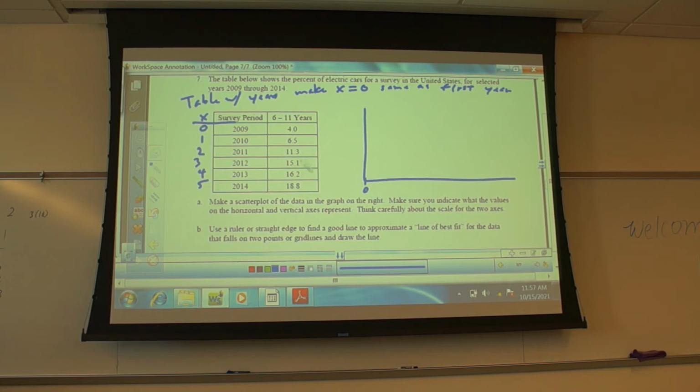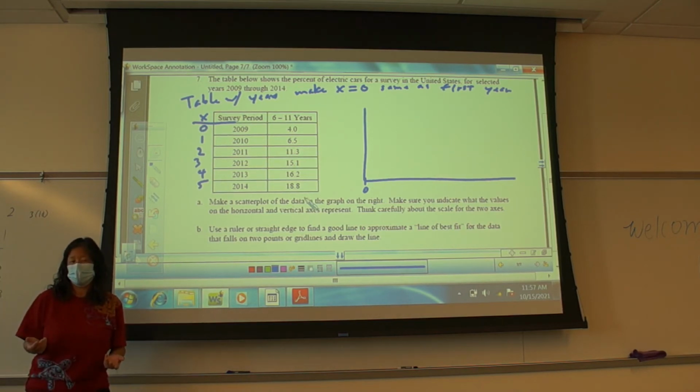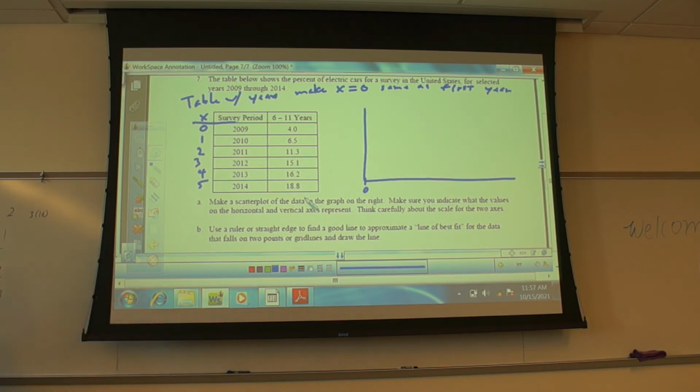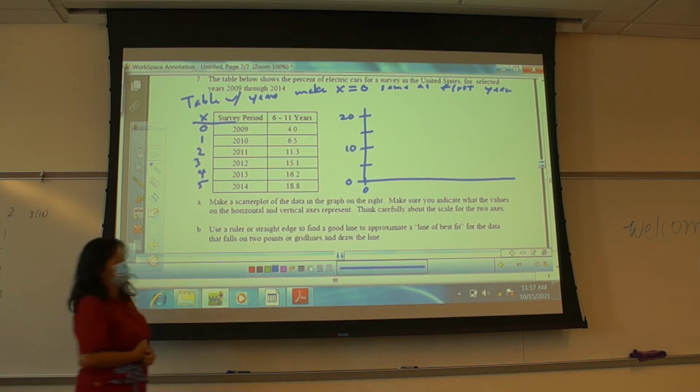I need to go up to 18.8. So what's a nice round number above 18.8? 20. So everybody kind of agree with that? So maybe I go 0 to 20. What's the easiest way to go from 0 to 20? 5, 10, 15, 20. So I'll go 0, 5, 10, 15, 20. So done, right? No, that 2, 4, 6, 8 takes way too long.